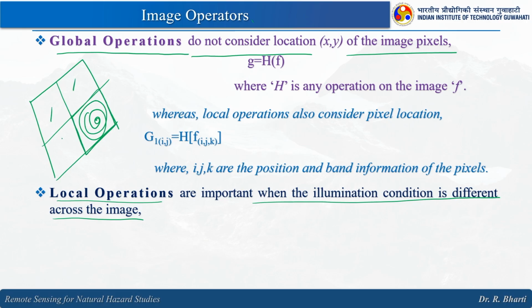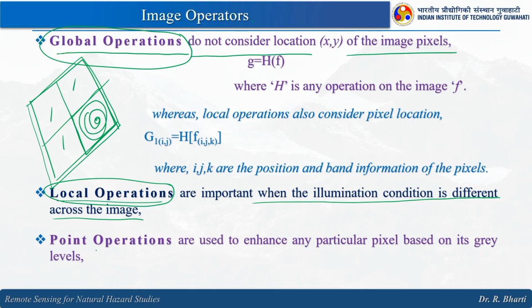However, the other areas do not need that much treatment, right. So, in such cases local operation is good. If the entire area has the same illumination condition and the weather condition, then the global operation will be a better option. Then the point operation, if you want to enhance a particular object or a target in that particular image, then point operations are preferred.